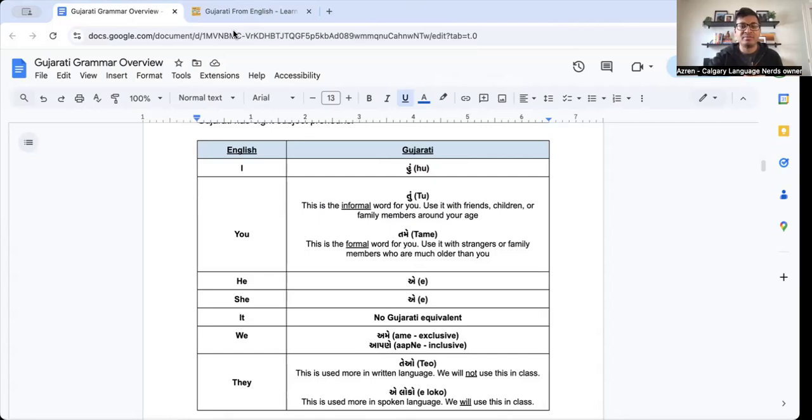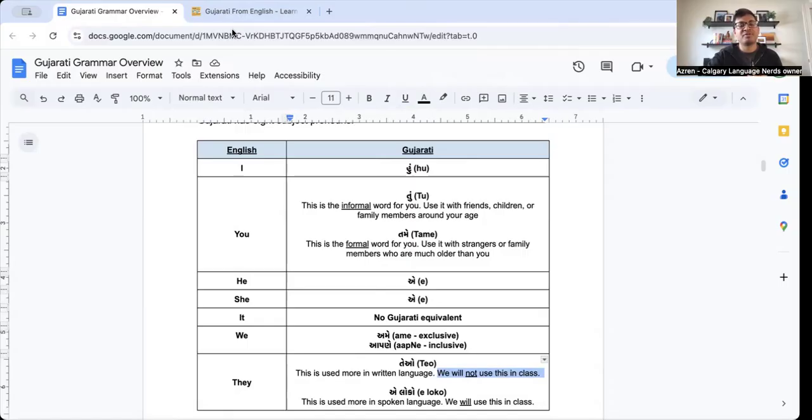Teo is one word for they. It's used more in written language. We don't use it in my classes when I teach. It's actually funny, I wrote this document for a specific student. Interestingly, a lot of the Gujarati resources and documents I have end up being written because I have Gujarati students I'm teaching, and so I end up creating materials for them. Just a fun little side anecdote.